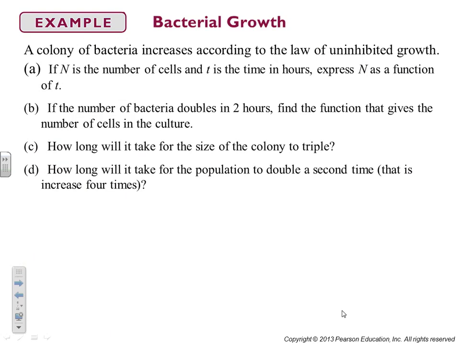All right. A colony of bacteria increases according to the law of uninhibited growth. If n is the number of cells and t is the time in hours, express n as a function of t. And now we're going to use the other numbers to put together a better equation. If the number of bacteria doubles in 2 hours, find the function that gives the number of cells in the culture. How long will it take for the size of the colony to triple? How long will it take for the population to double a second time? That is, increase 4 times.